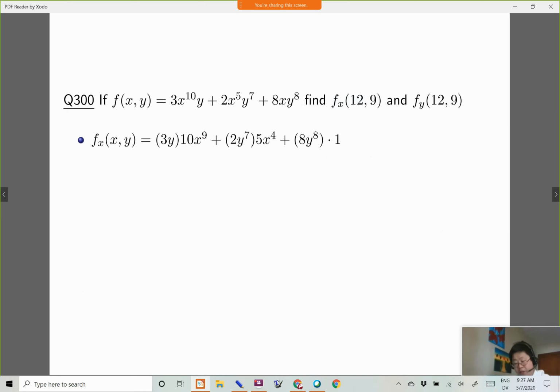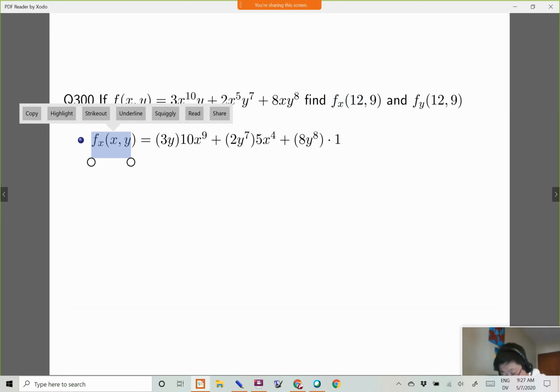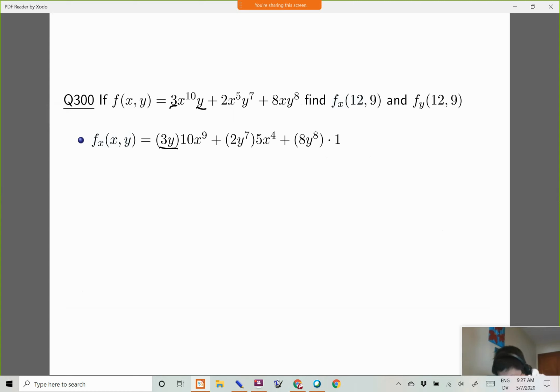So the partial derivative function, so f sub x, treating y like a constant. Well, if y is a constant, then 3 times y is a constant. So I just copy the constant first. And then differentiate x to the 10th, and you have 10x to the 9th. Then if y is a constant, again, right now, x is the variable. We're treating y like a constant.